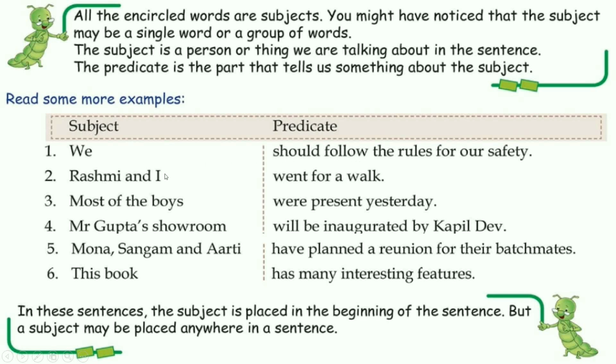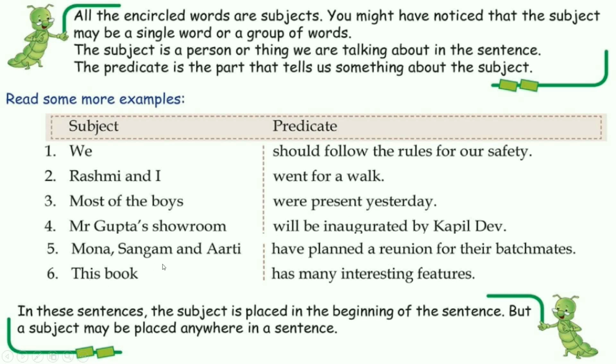Second one, Rashmi and I, it is the subject, went for a walk, it is the predicate. Most of the boys is the subject, were present yesterday, it is the predicate. Mr. Gupta's showroom, it is the subject because we are talking about Mr. Gupta's showroom. And what we are saying about Mr. Gupta's showroom, that it will be inaugurated by Kapil Dev. So it is the predicate. Again, here we are talking about Mona, Sangam and Aarti. So they are the subject, and what we are saying about them, that they have planned a reunion for their batchmates.